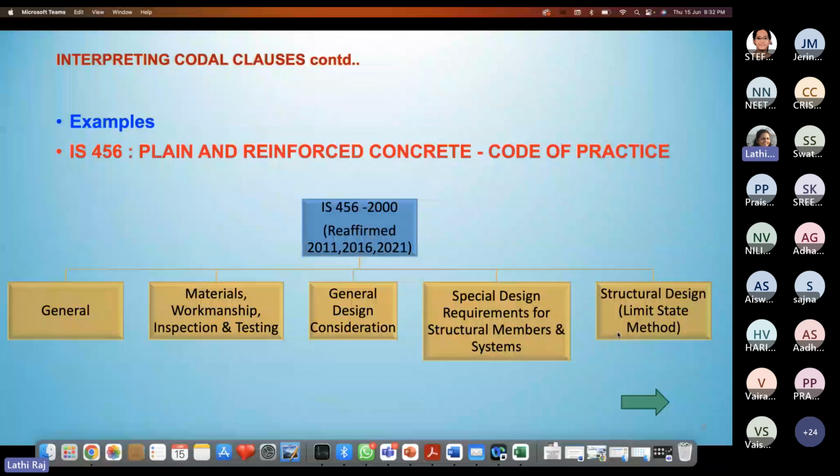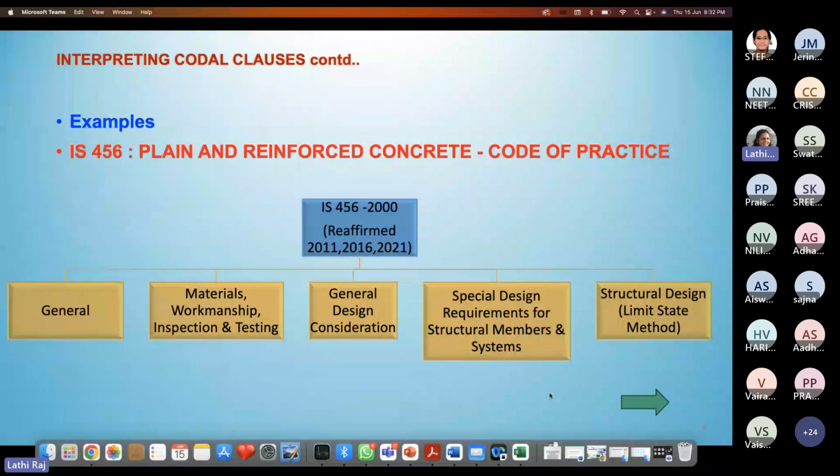And limit state structural design. That is why IS 456 was reissued in 2000. They withdrew IS 456:1984 and reissued IS 456:2000 to include the limit state design completely, and to include some of the latest materials, especially the cement, PPC, etc.